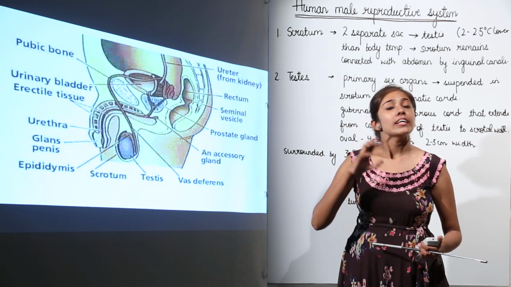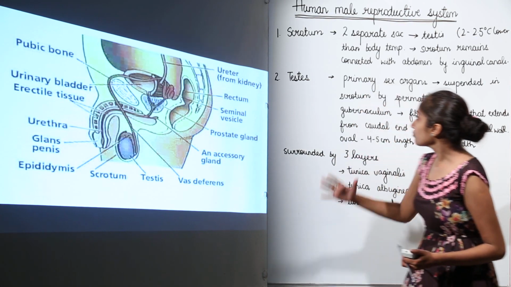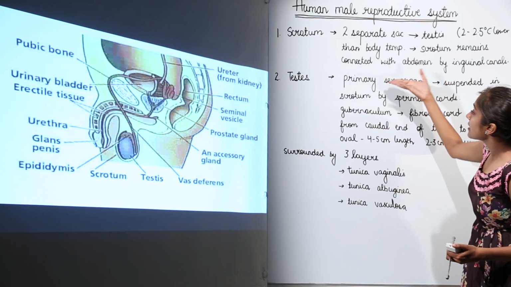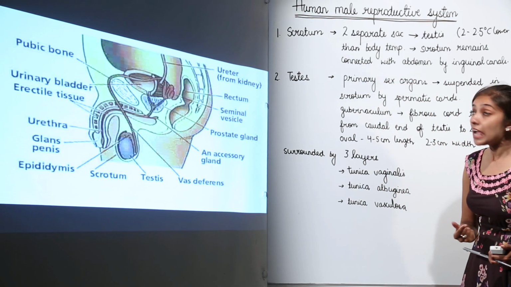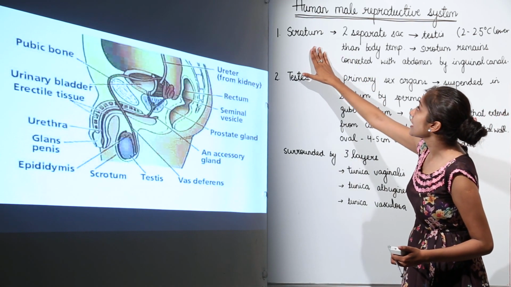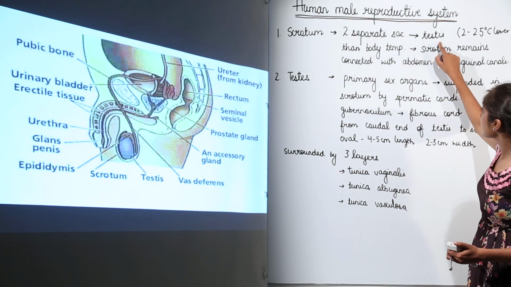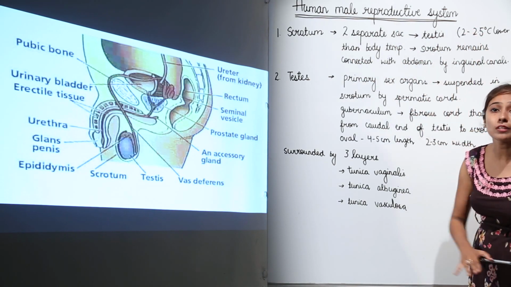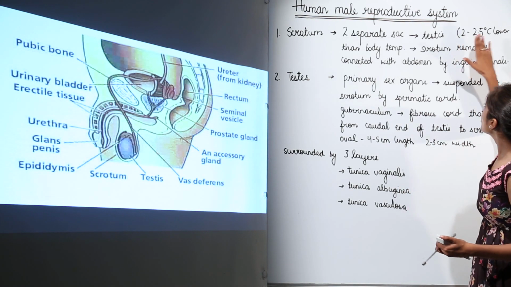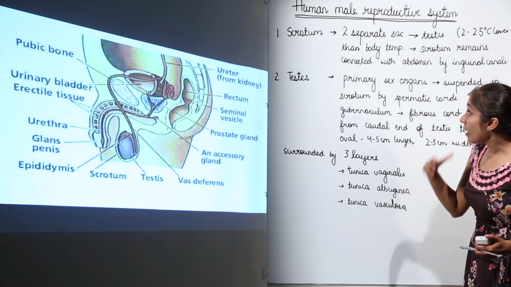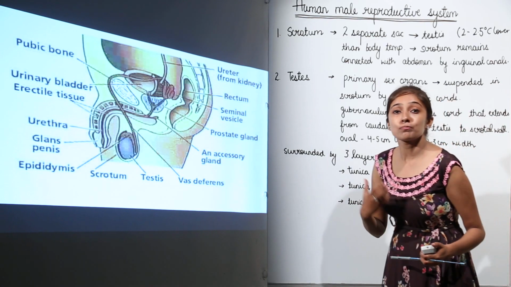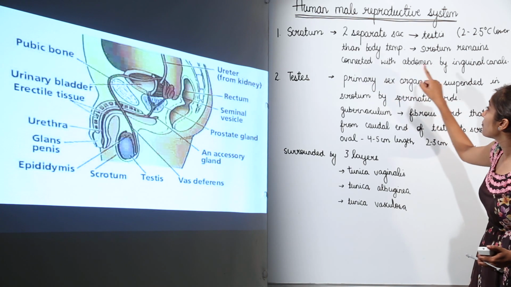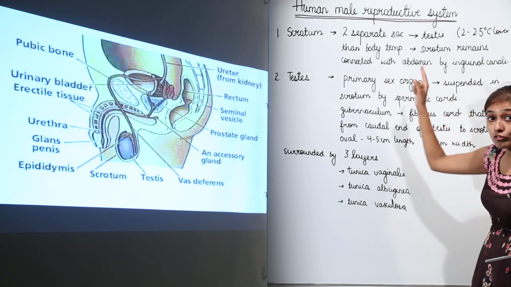I'll tell you a very simple trick to memorize all this. You can learn it by heart in just a few minutes. Remember, the scrotum has two separate sacs which we call testes. They are the primary sex organs, and in the scrotum we have a temperature 2 to 2.5 degrees Celsius lower than the body temperature. Why? Because the formation of sperm needs a lower temperature, and the scrotum remains connected with the abdomen by inguinal canals.